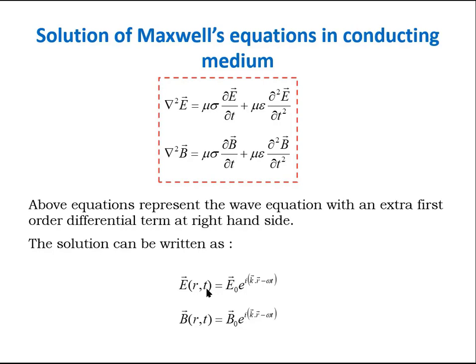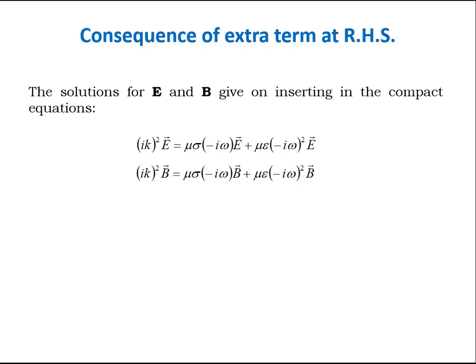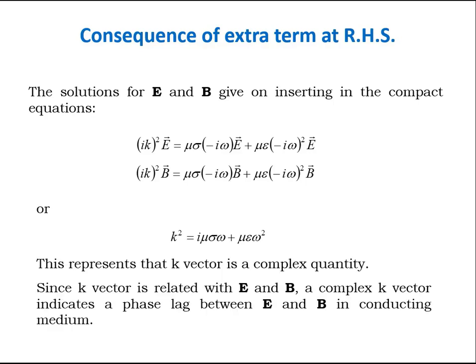For this, put the wave solution of E and B in the wave equations. By this, we get these equations for E and B, giving the relation for k square, which is a complex number. Because the square of k is complex, k will also be a complex number. We need to find the form of this wave propagation vector. Also, since k is related with E and B, a complex k vector indicates a phase lag between E and B in a conducting medium, which was 0 in case of free space and dielectric medium, because the k vector in those cases was a real quantity.